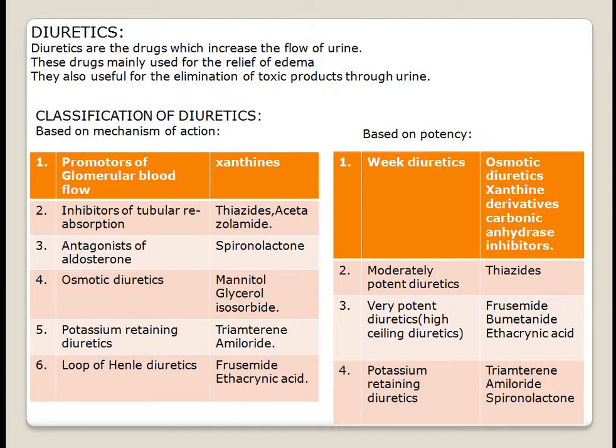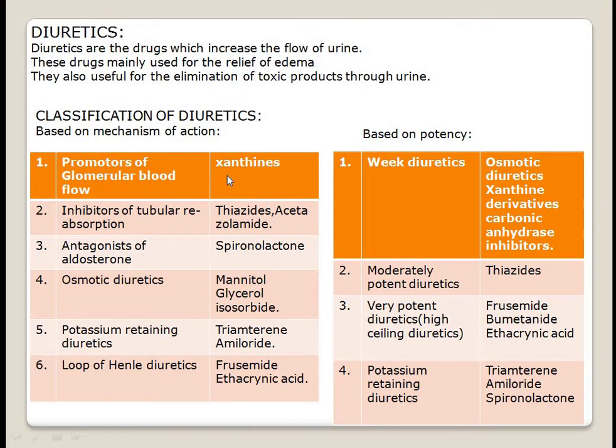Here is a classification of diuretics, which is based on the mechanism of action, and it is also based on potency. Potency means the strength and effectiveness of the drug, how effective the drug is, how strong the drug is capable of being. That is called potency, the strength of the dose of the drug.